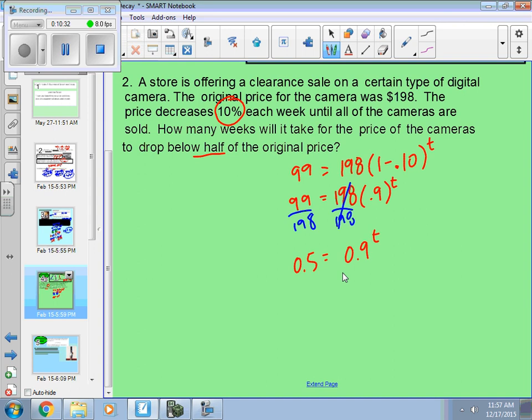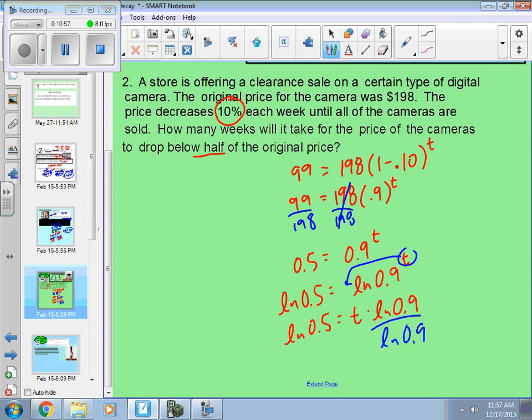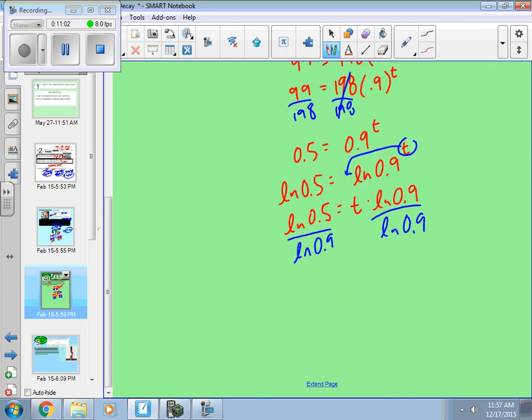Now, in order to solve this one, we're stuck unless we log both sides. So now you got to do log of both sides. As long as you do the same one, you should be fine. Now use your log properties, bring our exponent down, and then we can divide to solve. So if we divide both sides by natural log of 0.9 here, we should get the solution. And if you do that correctly on your calculator, you should get the answer.